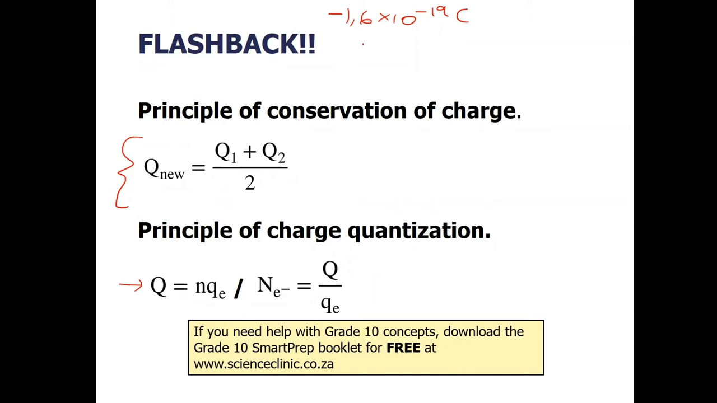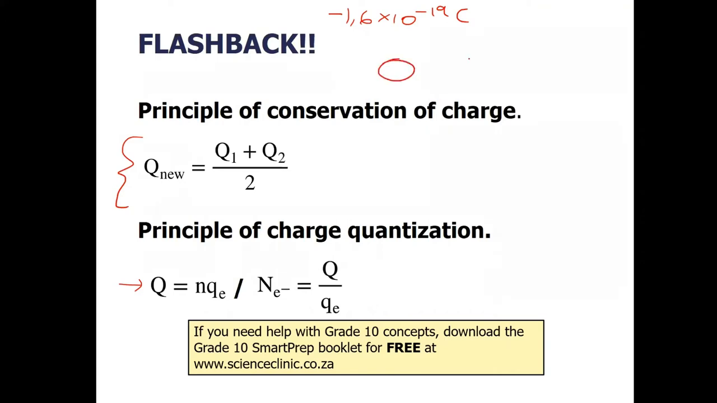In other words, you can only move whole electrons around. So you can only move packets of charge of 1.6 times 10 to the minus 19 coulombs. You can't move a portion of that charge around. Only whole electrons can move. So now you want to know how many electrons have moved across.